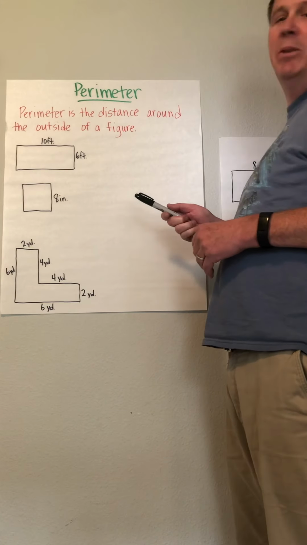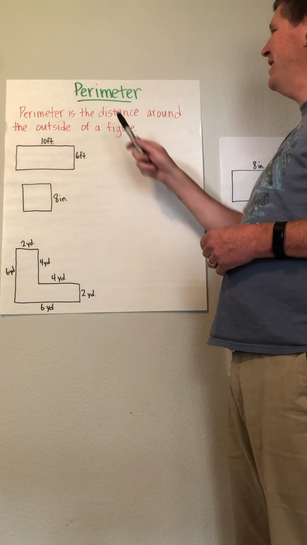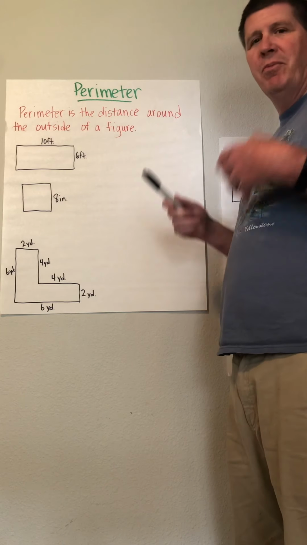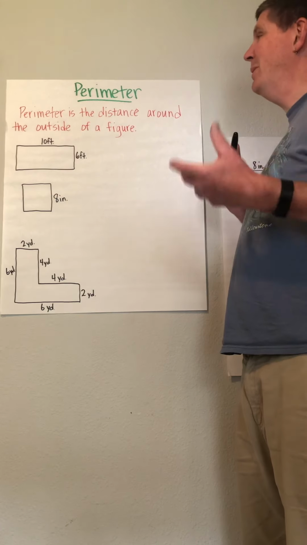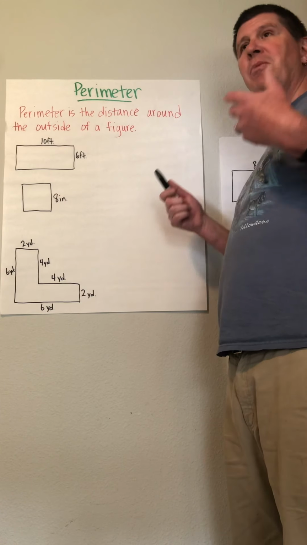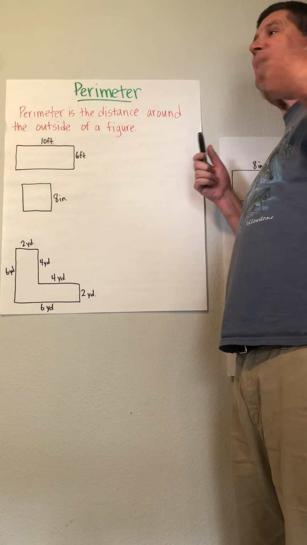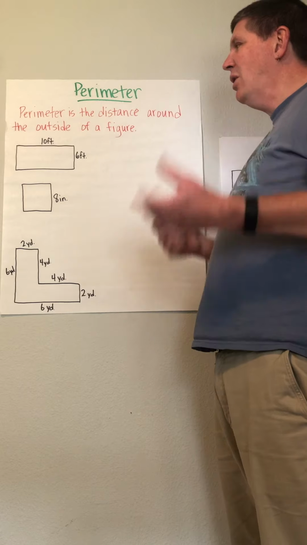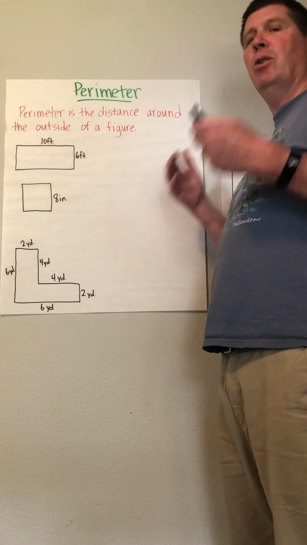Today we are going to be talking about perimeter. Perimeter is the distance around the outside of a figure. We measure perimeter, so perimeter could be measured in feet or inches, or if you use something different, it could be units. But the perimeter is always the distance measured around something.